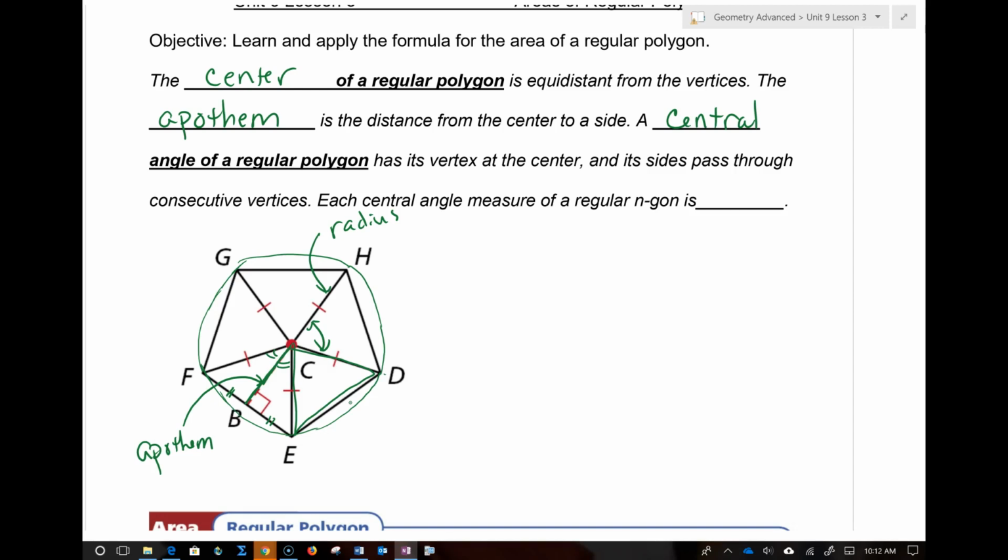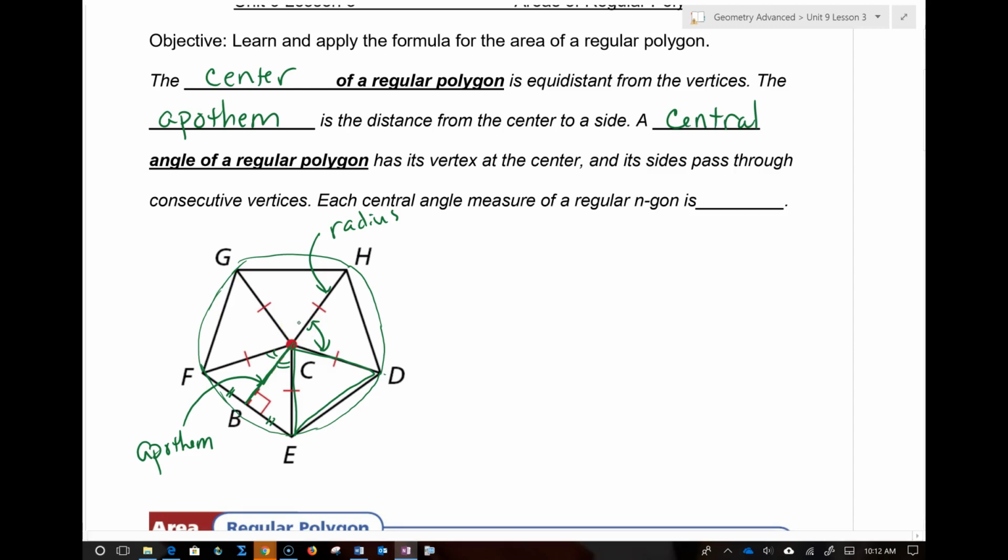Now, I'm going to give you a formula that takes care of all of that for you, but that's really where it all comes from, using that idea. All right, now the last thing that we need to know is how to find the measure of one of these central angles, because there's 5 central angles we need to know how to measure.